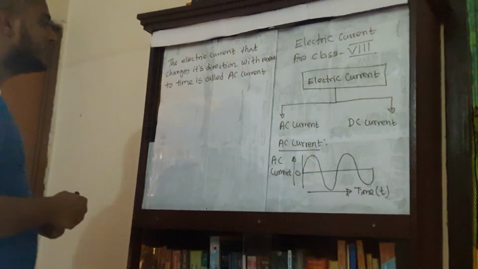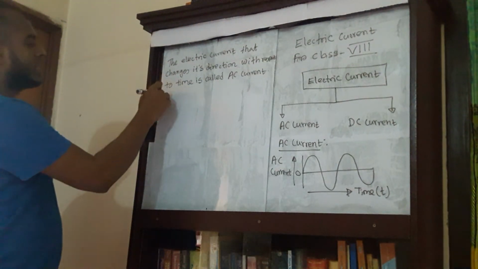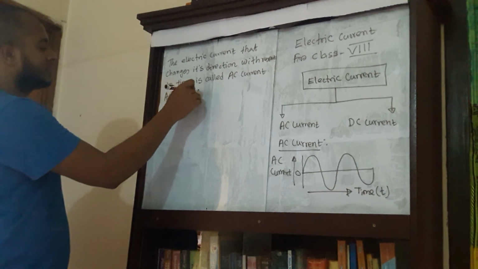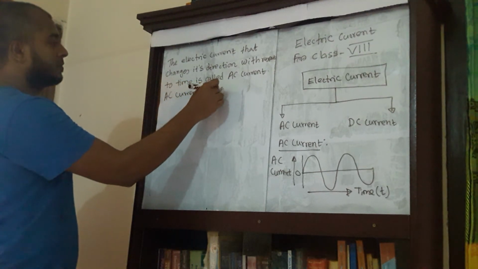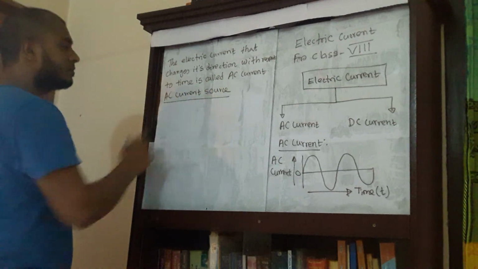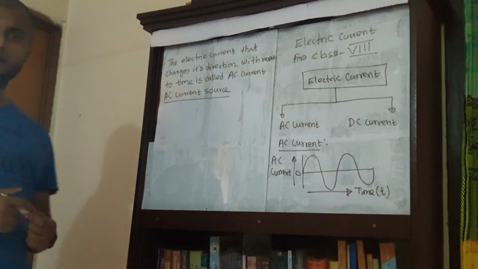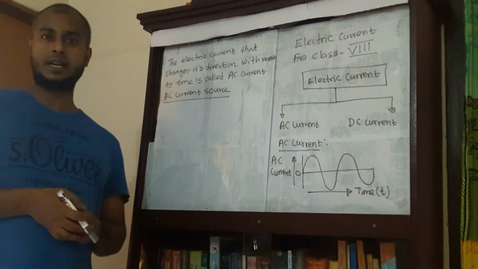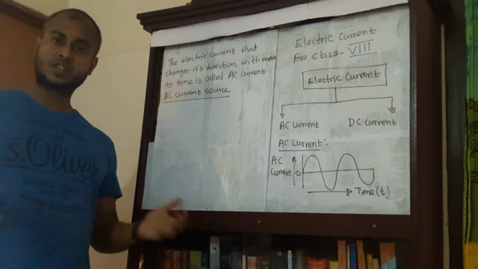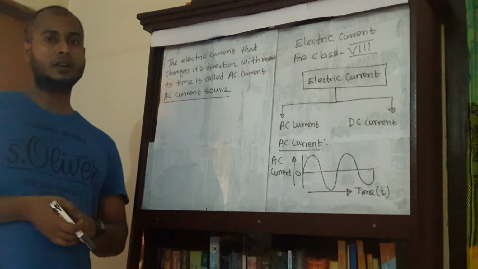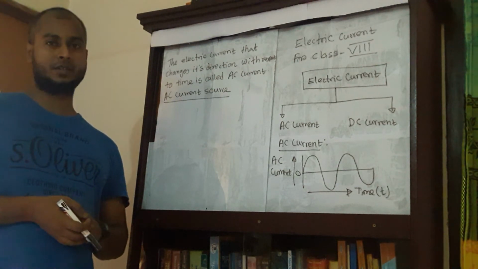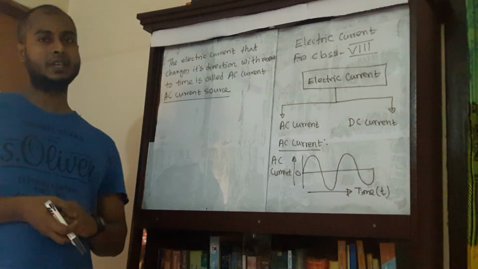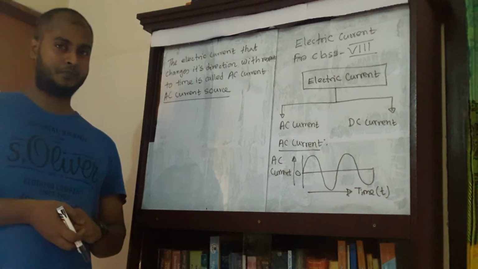Next, I will discuss the AC current source. Boys and girls, the national power grid supplies us AC current. Say DESA, DESCO, these companies supply us the current. These currents are normally AC current. So for our household purposes, the main current that we use is AC current.